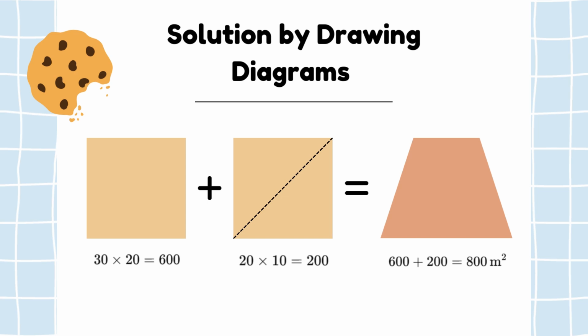So the area of the square is 600, the area of the 2 triangles is 200, and summing it up, we get the area of the trapezoid, which is 800 square meters.